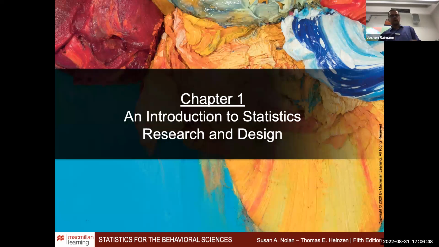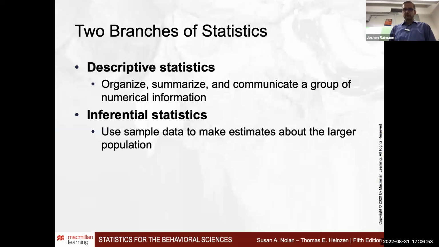No. Good. So today we're going to get deeper into the topic. We talked already last time about descriptive statistics and inferential statistics. So basically, descriptive statistics organize.